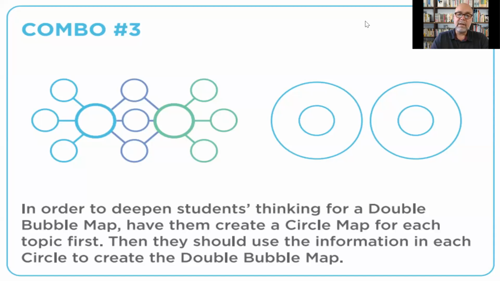Another interesting one, and I don't know why this is backwards, is 2 circle maps that you then turn into a double bubble map, which is for comparing and contrasting. So this combo map teaches you to use circle maps to think about each topic in isolation before you go ahead and start comparing. And I think that's a really good idea as well.